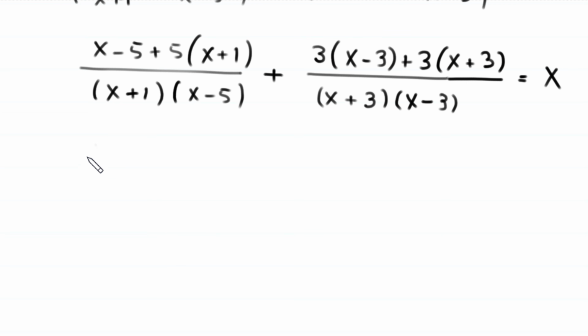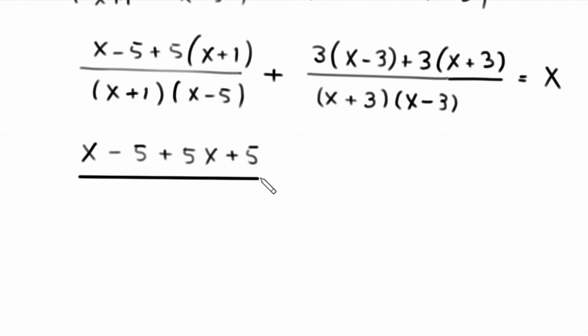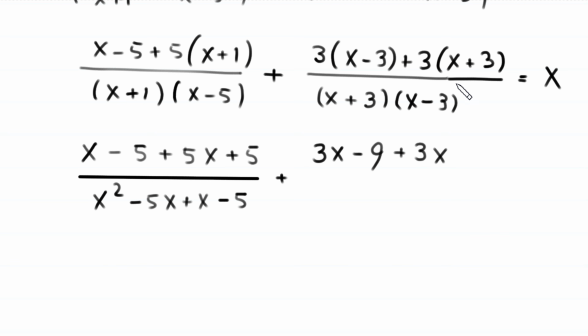Further simplify, this will become x minus 5 plus 5 times x plus 5 divided by x times x is x squared, x times negative 5x, 1 times x is plus x and 1 times negative 5 is negative 5, plus 3 times x is 3x, 3 times negative 3 is negative 9, and 3 times x is plus 3x, 3 times 3 is plus 9, divided by x plus 3 times x minus 3, which will become x squared minus 9, equal to x.